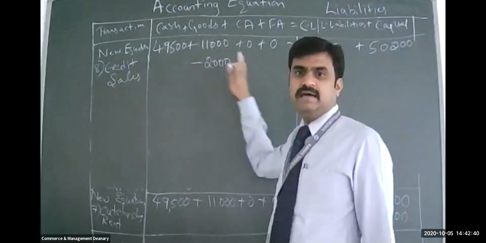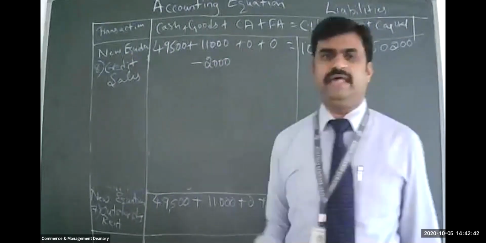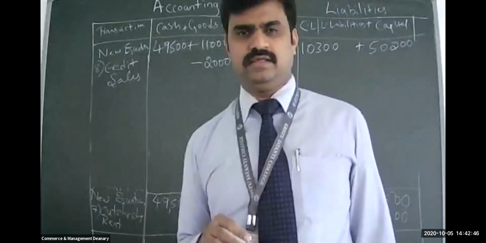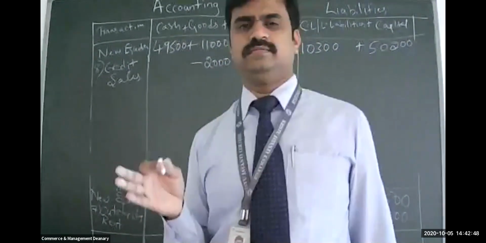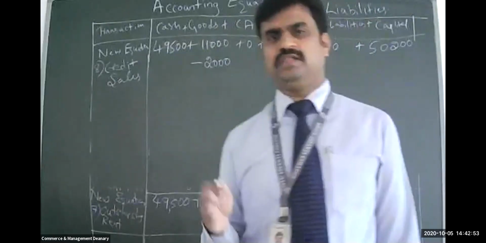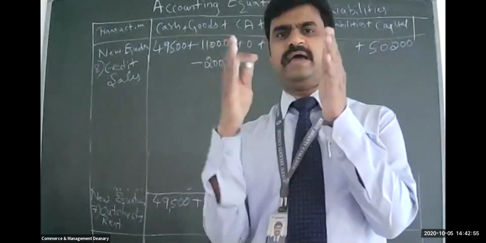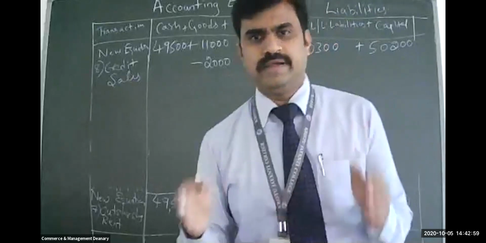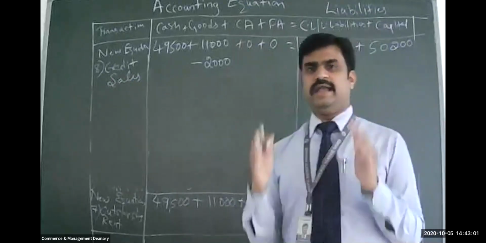The goods value is 3,000 also. We sold goods for rupees 3,000. I'm not getting cash, but I'm selling on credit. It is called debtors. Whenever I'm selling on credit, it is called debtors. And debtors is a current asset, because within 1 year you'll get back your money. The customer will come back and pay you. That is why debtors are called current assets.